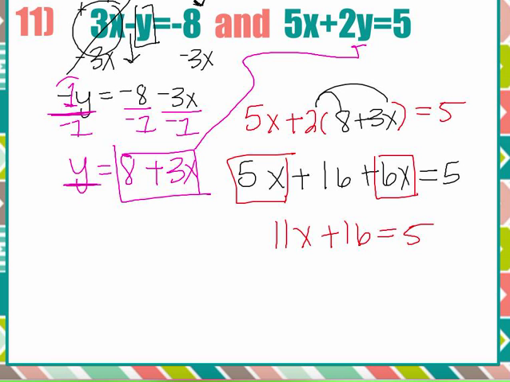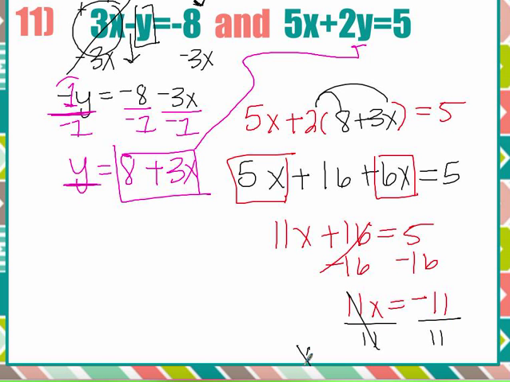Then I need to move the 16 over by subtracting from both sides. And 11x equals 5 minus 16 leaves us with a -11. Divide both sides by 11. And x is equal to -1. So that's our x variable.